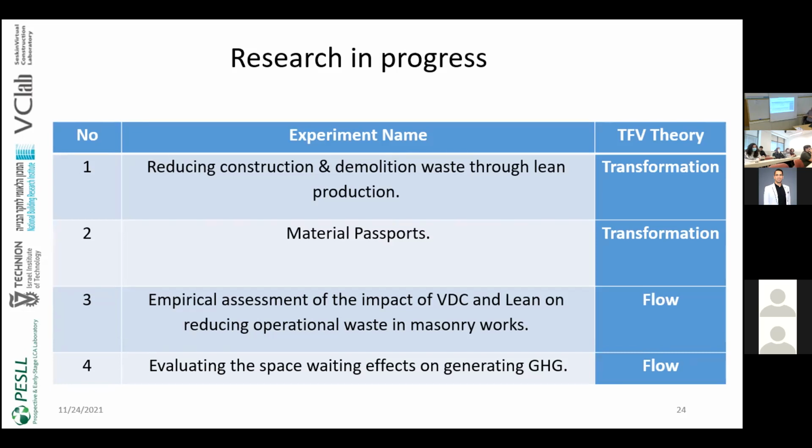So there are 4 experiments. The first one is entitled reducing construction and demolition waste through lean production. The second one is material passports. This is related to the transformation. Now, 3 and 4 are the empirical assessment of the impact of BIM and lean on reducing operational waste in masonry works, and evaluating the space weighting effects on generating greenhouse gases. These are related to the flow.